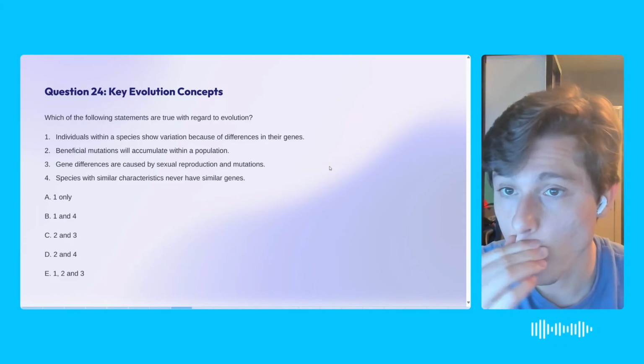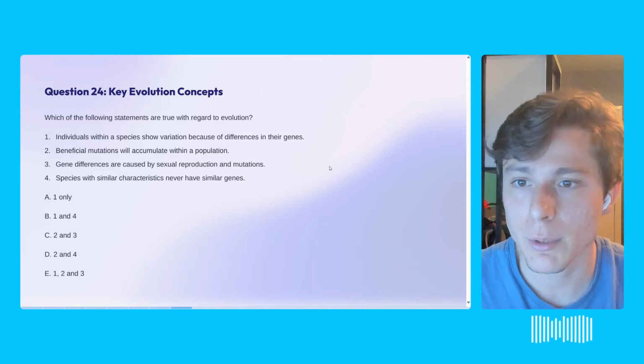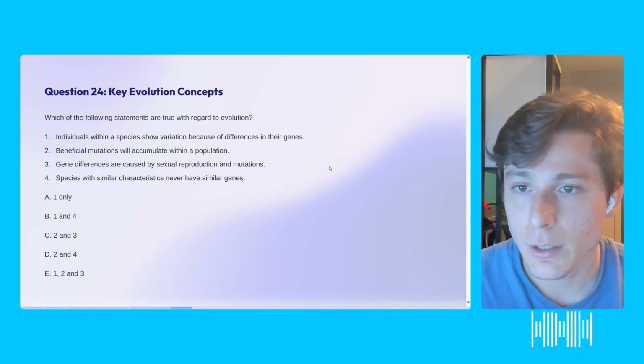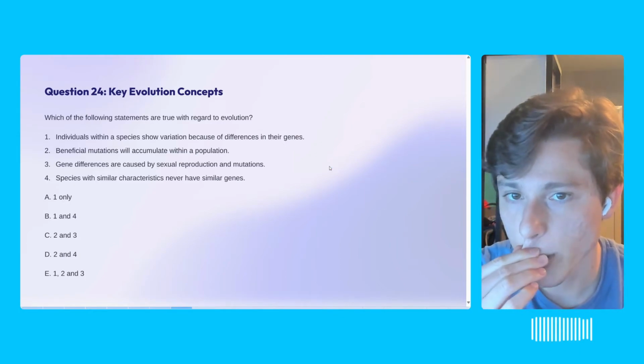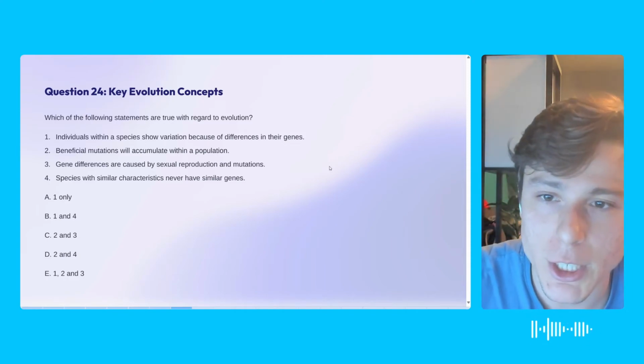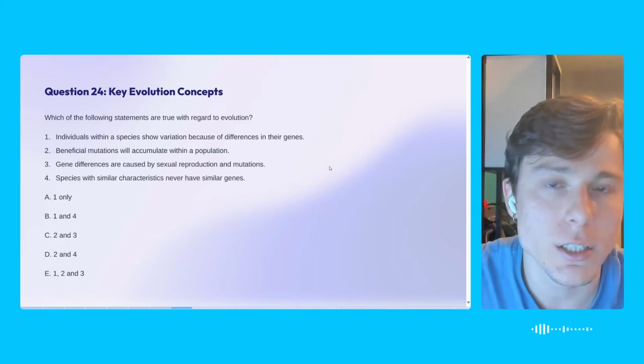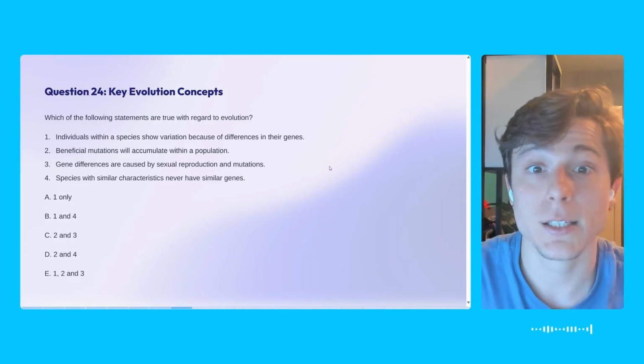So let's go. Key evolution concepts. So let's talk about evolution. It's always good to talk about evolution. Which of the following statements are true regarding evolution? First statement: individuals within a species show variation because of differences in their genes. Yeah, basically that is how it happens.